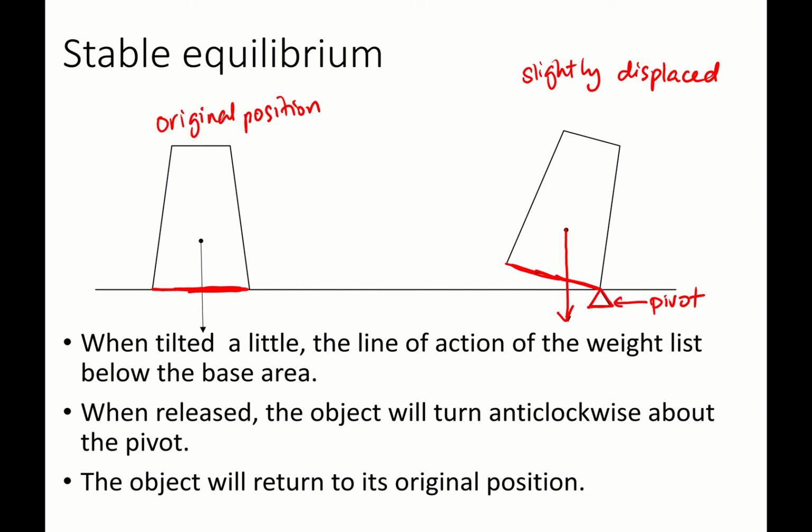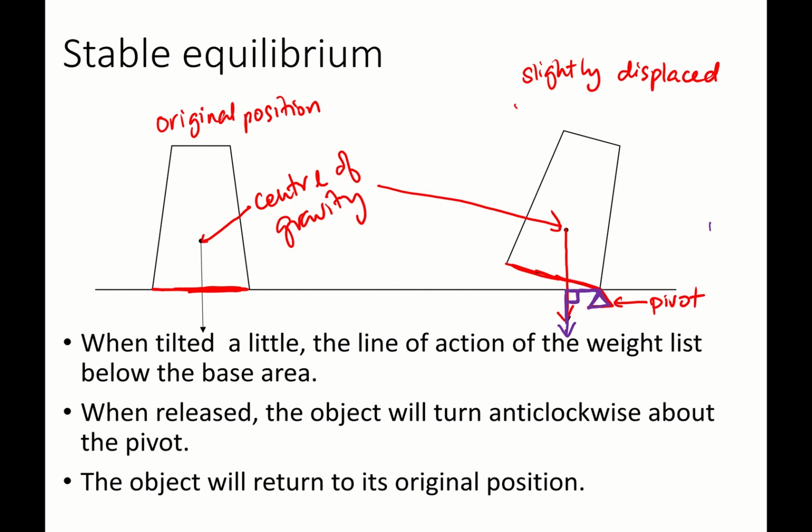Sorry, before I forget to add on, this dot here is your center of gravity, the point through which the weight appears to act. Now the line of action of the weight passes through the base area. The one I draw in purple is the perpendicular distance, and the weight is the line of action of the force, right? And you have the pivot here.